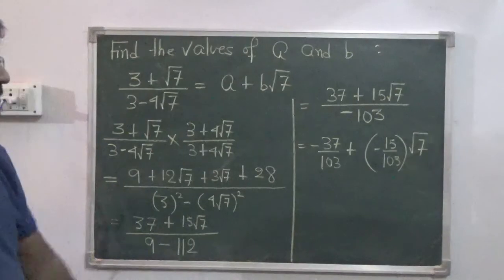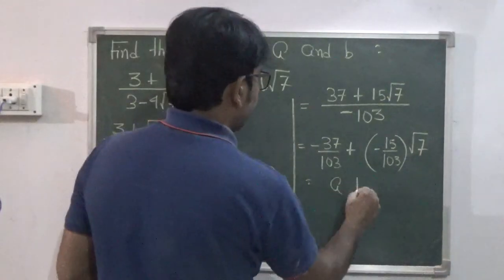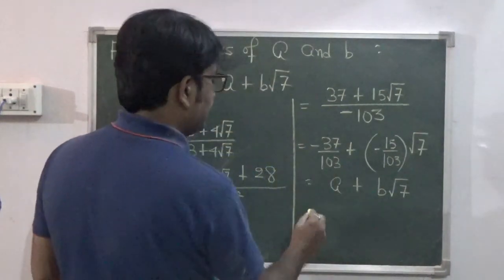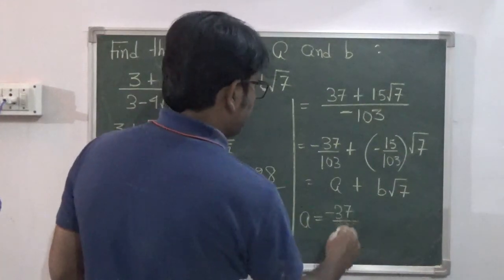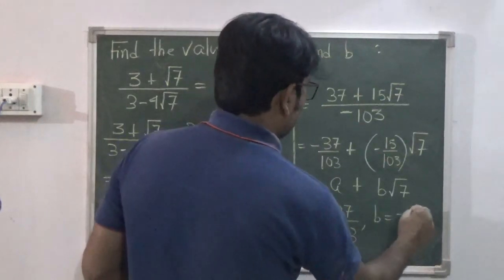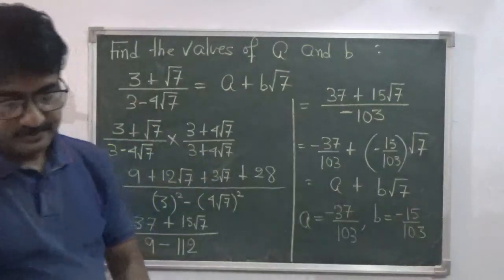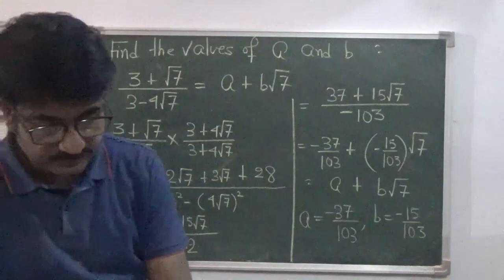Okay, now compare this. This is of this form, equals to A plus B root 7. If you compare this, so you have got A equals to minus 37 by 103 and B equals to minus of 15 divided by 103. So let us check. Yes, minus 37 by 103 and minus 15 by 103.